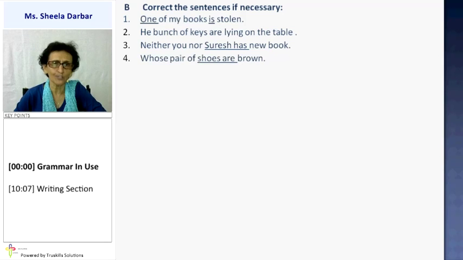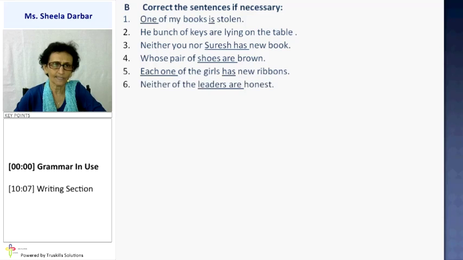Whose pair of shoes are brown? So the word are is taken with shoes. Fifth one. Each one of the girls has new ribbons. So whenever you have each and one, then in that case you are supposed to write singular verb. That is has new ribbons. 6. Neither of the leaders are honest, meaning both of them are dishonest.